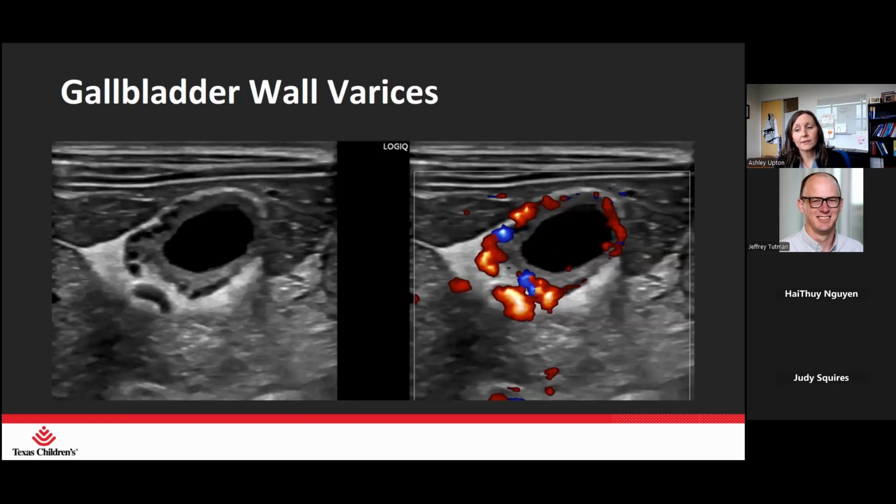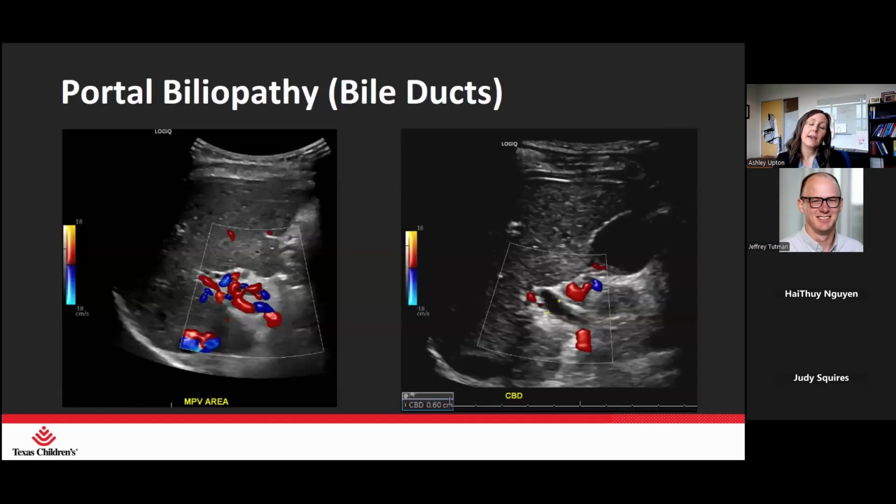So on this transverse image, the gallbladder wall is thickened from varices, which you can already appreciate on the grayscale image on the left, and it's confirmed with color Doppler in the image on the right. In the setting of chronic portal vein thrombosis, you can also get portal biliopathy. And this is just a fancy term for the bile ducts being squished and becoming dilated.